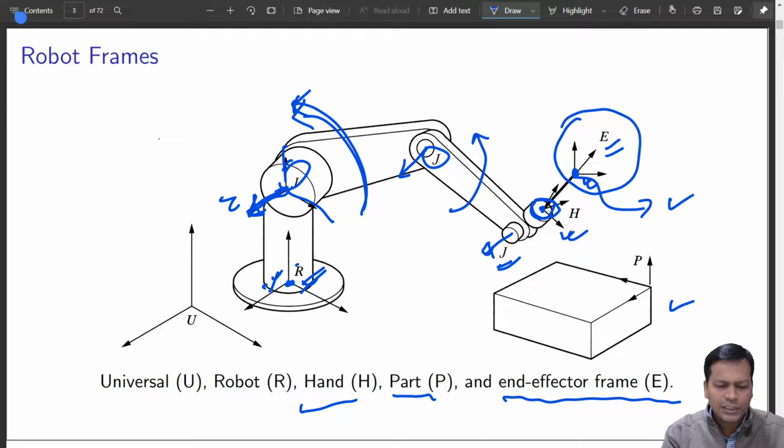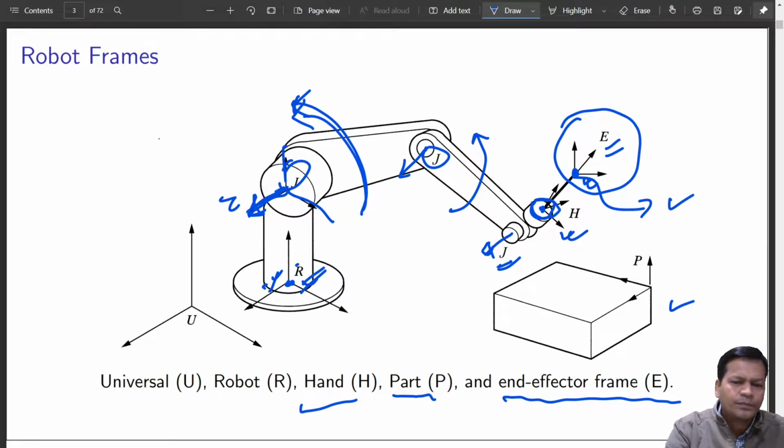These are some of the frames which are very important when we start representing the structure of the robot in a Cartesian system, in order to define precisely how it is oriented and how it is positioned. Those things are very important.